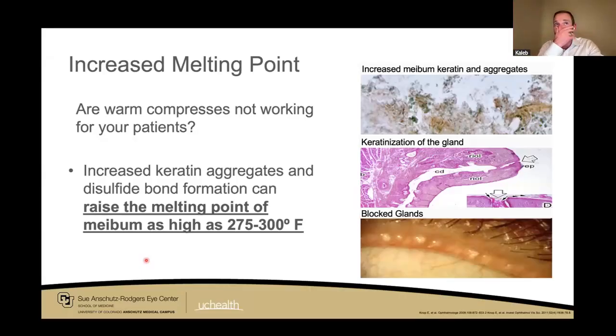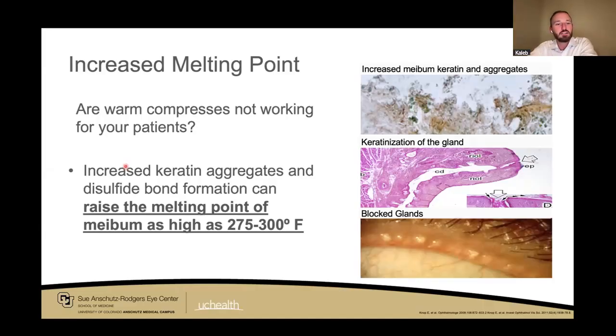The patient comes back and they say they've been doing their warm compresses. You go to express the glands. It's the exact same. It's thickened, it's turbid, it's inspissated. And you're like, are you sure you've been doing the warm compresses? They say, yeah, I've been doing it 10, 15 minutes a day. You say, are you getting it hot? They say, yes, I'm getting it really, really hot. So why does that not work?